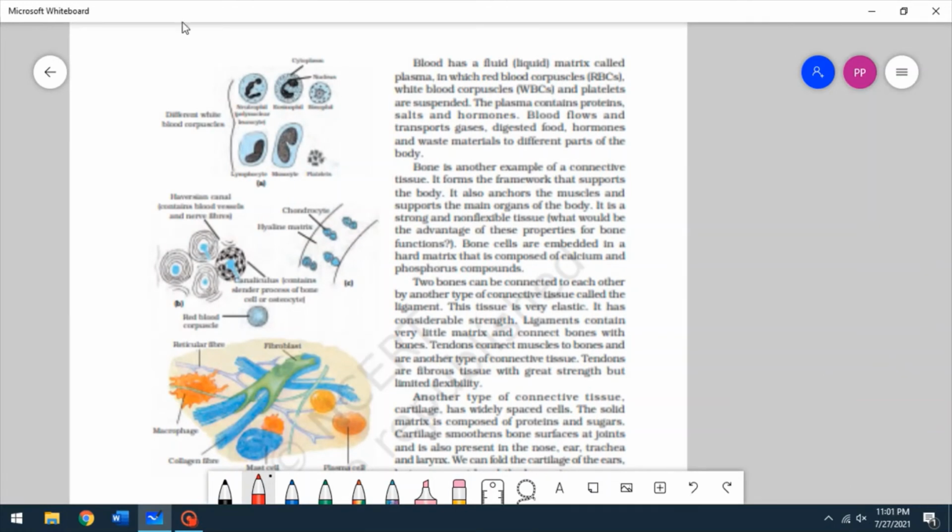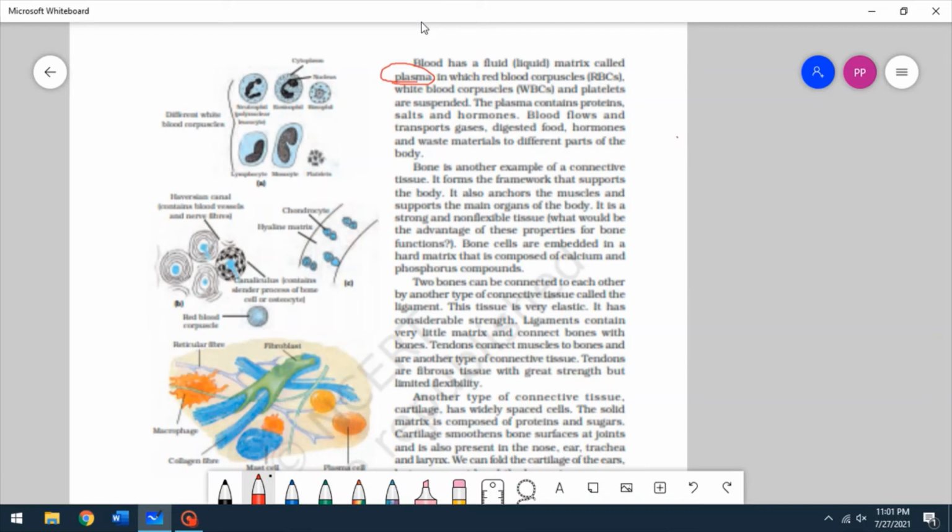Blood has a fluid matrix called plasma, in which red blood cells, white blood cells, and platelets are suspended. You might have heard a lot these days about plasma donations and plasma transfers as a treatment for COVID-19. So I hope you're all familiar with the word plasma. It's this fluid-like matrix that's present in blood.